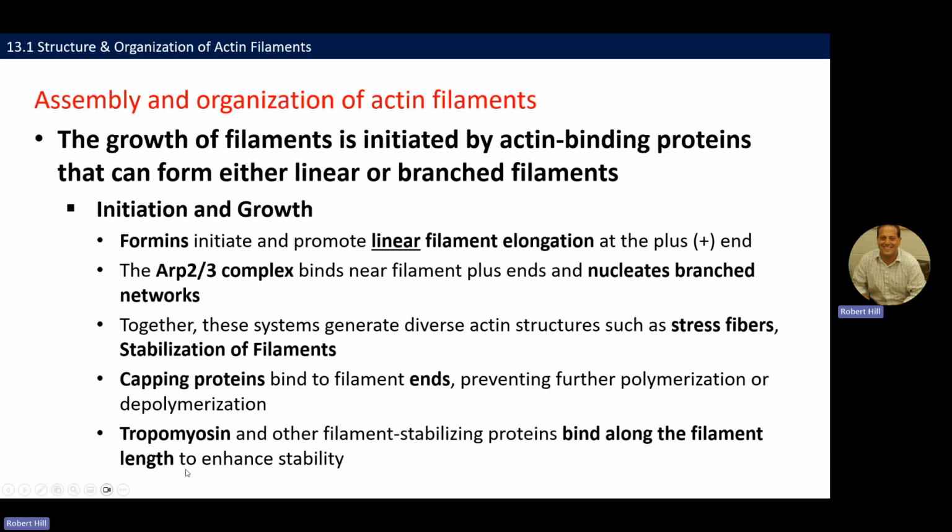These formin proteins can initiate linear growth, or linear elongation, at the plus end. So the formins will basically dimerize, and it acts as a region for the globular proteins to stick on. All right, other proteins, the ARP2/3 complex. This causes these branch networks, right?